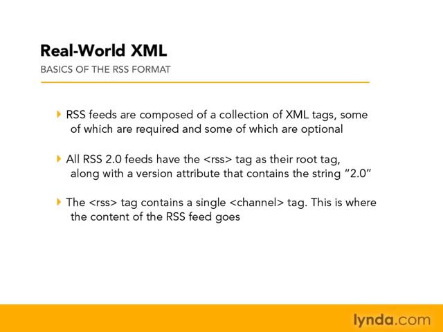Each RSS tag contains, in turn, a single channel tag, and this is where the content of the RSS feed goes. So if we were to start building a bare bones RSS feed, it would look something like this. We would have the RSS tag at the top with the version being 2.0, and then a channel tag inside the RSS tag. Now, this is a bare bones RSS feed, and it doesn't do anything at all, so we have to figure out how to add some content to it.